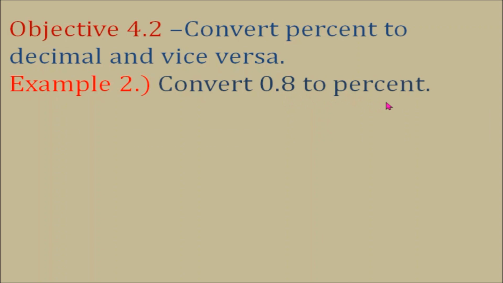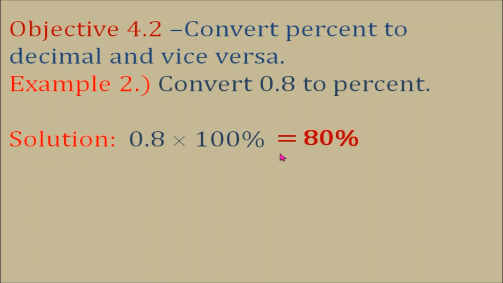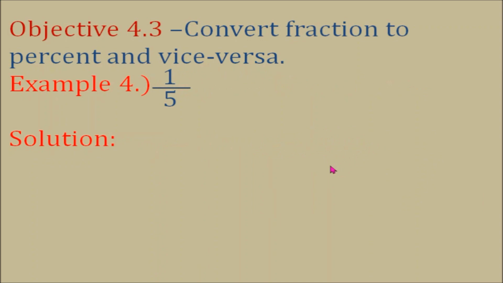Example number 2, convert 0.8 to percent. So this is the other way around. So that means we will just multiply 0.8 by 100%. To multiply a decimal number by 100, we will just move the decimal point 2 places to the right. So that's 80%.